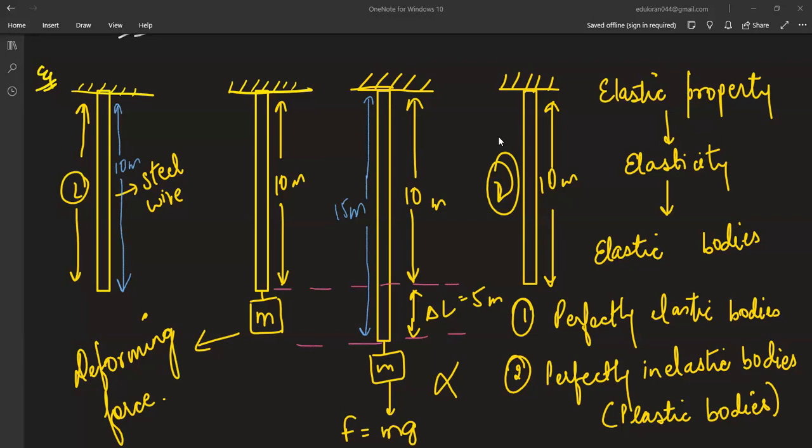Then, what does deforming force mean? Deforming force is the force that tends to produce distortion in the body, some sort of deformation in the body. And when you remove this deforming force, the body either becomes plastic, that is, remains in its deformed state, or it becomes exactly the way it was before the application of the deforming force.